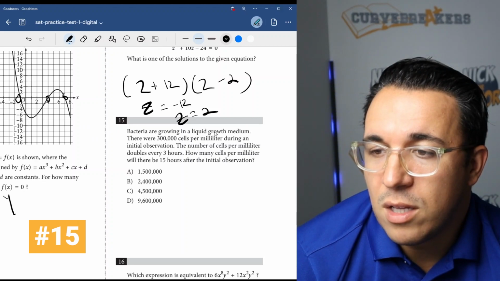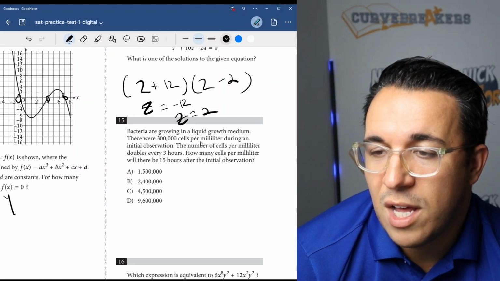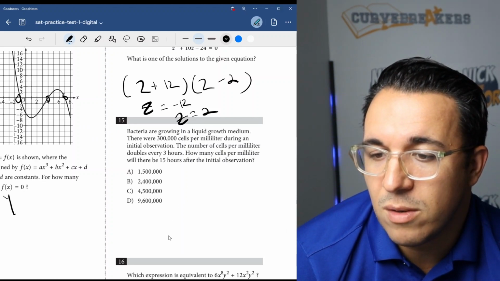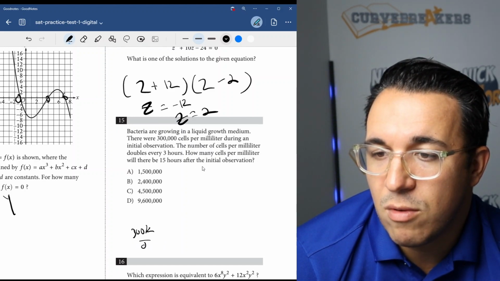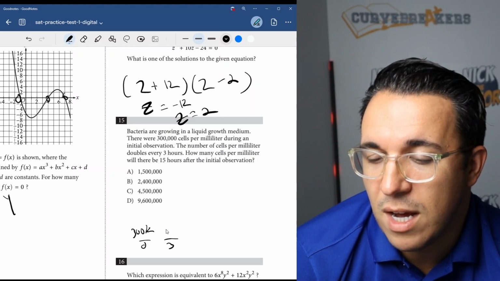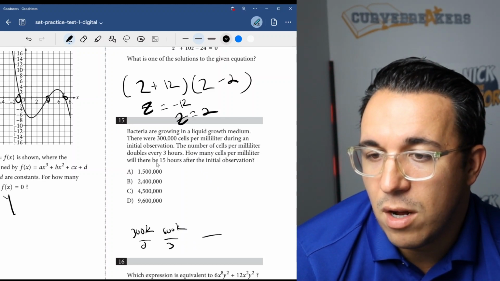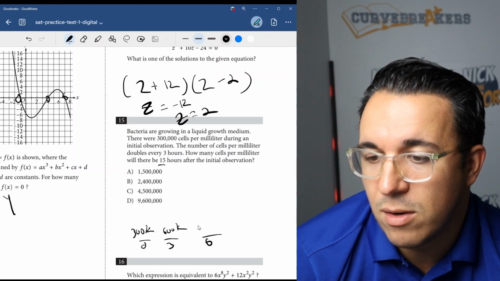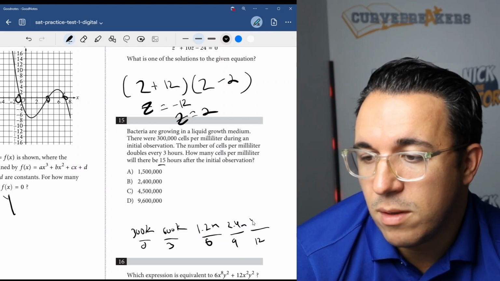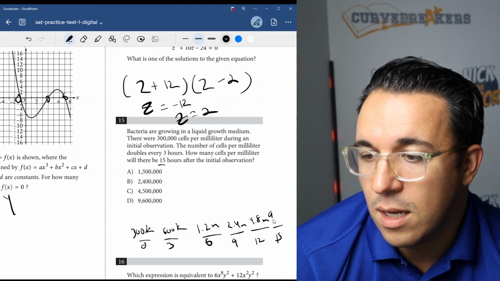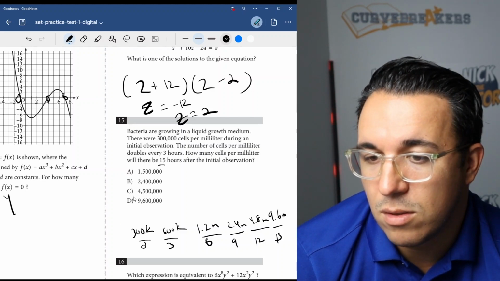Bacteria are growing in liquid growth medium. There are 300,000 cells per milliliter during initial observation. So at time 0, there's 300K. The number of cells per milliliter doubles every 3 hours. So at 3 hours, it's going to be 600K. We want to know at 15 hours. So at 6 hours would be 1.2 million. At 9 hours would be 2.4 million. At 12 hours would be 4.8 million. And then at 15 hours would be 9.6 million. So we're going to go with choice D.